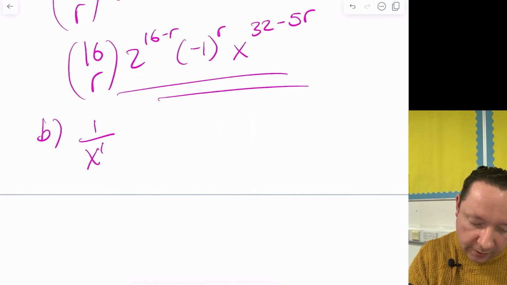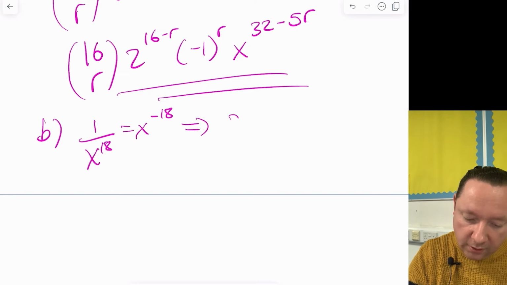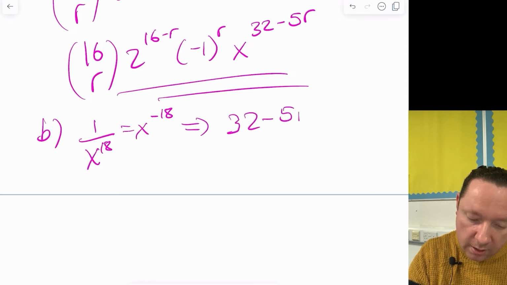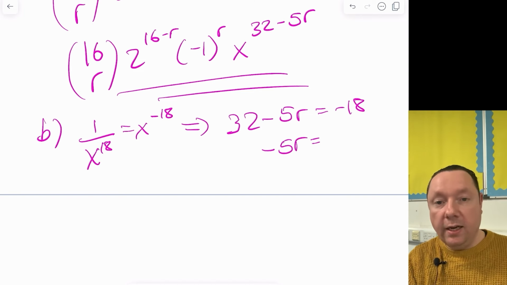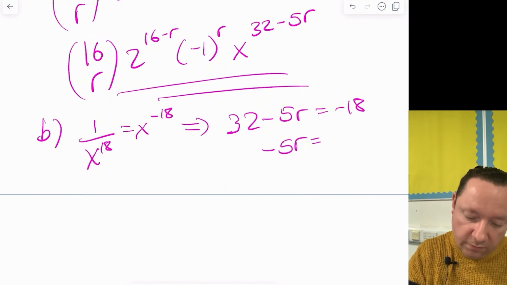So I find the coefficient of 1 over x to the 18. 1 over x to the 18 is x to the minus 18. That implies 32 minus 5r is minus 18. So minus 5r is minus 32 minus 18, which is minus 50. So r is 10.